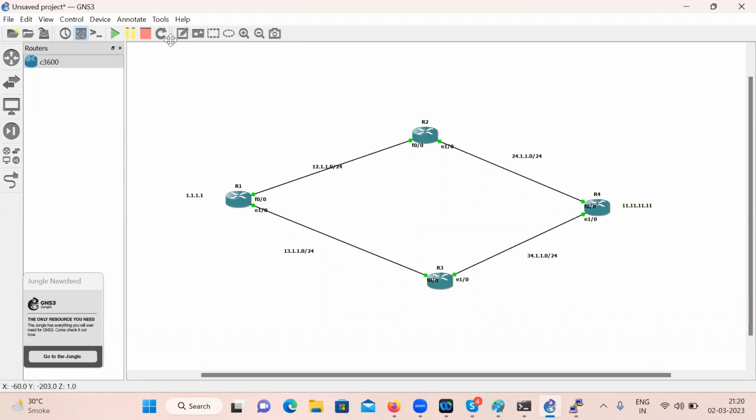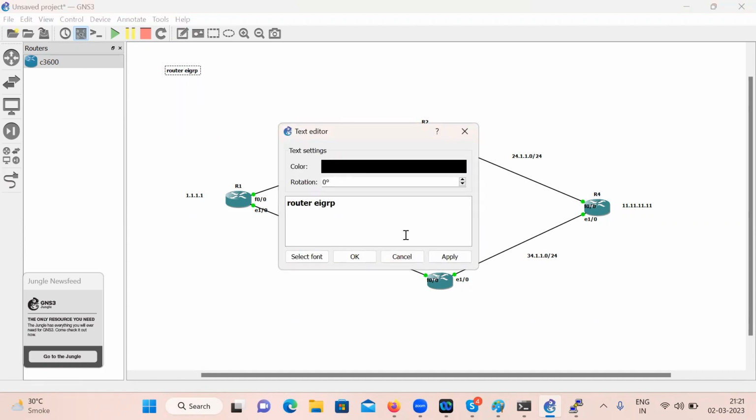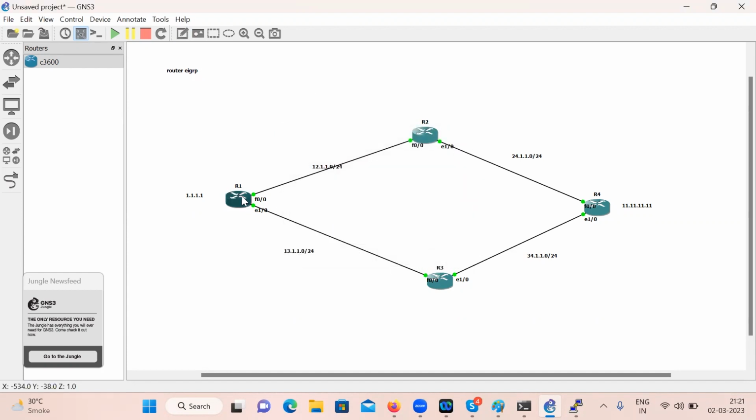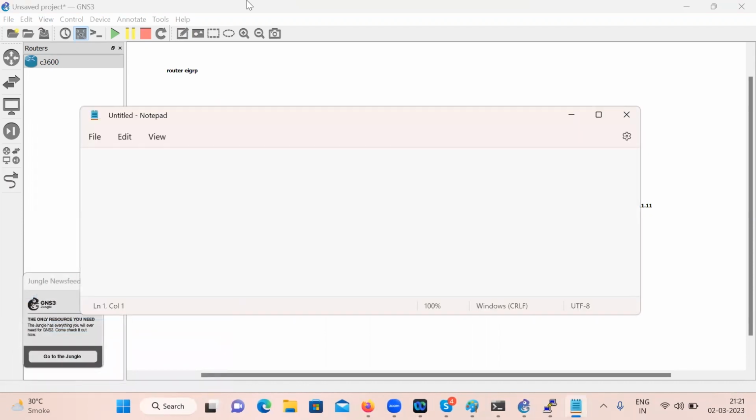Now we will see how to configure the EIGRP routing protocol in this topology. Can anybody tell me what is the command to configure EIGRP, and what about the AS number? Router EIGRP. What are the numbers we can configure in EIGRP as an AS number? Yes, 0 to 65,535. That means in total you can configure up to 65,536 AS numbers.